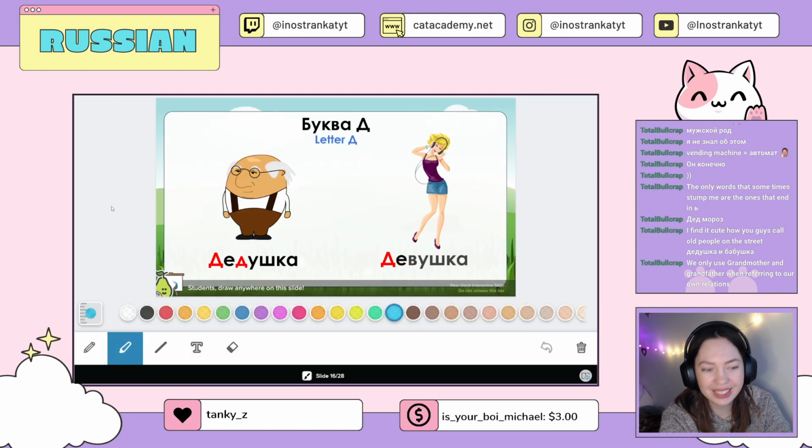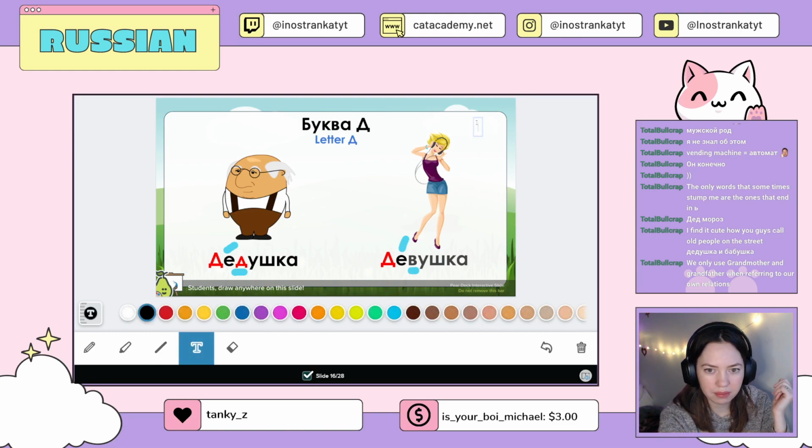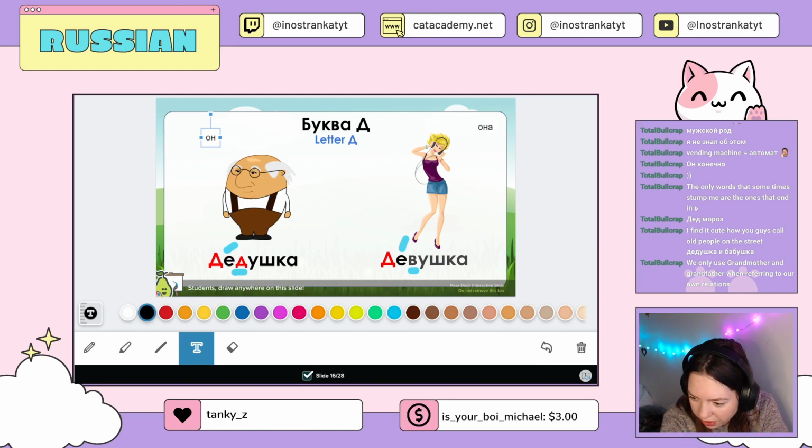So again, here are two words that could be confused easily. The only difference is the third letter, дедушка and девушка. So obviously she's a woman, so it is она, and дедушка is obviously a male, so он. These two. We only use grandmother and grandfather when referring to our own relations.